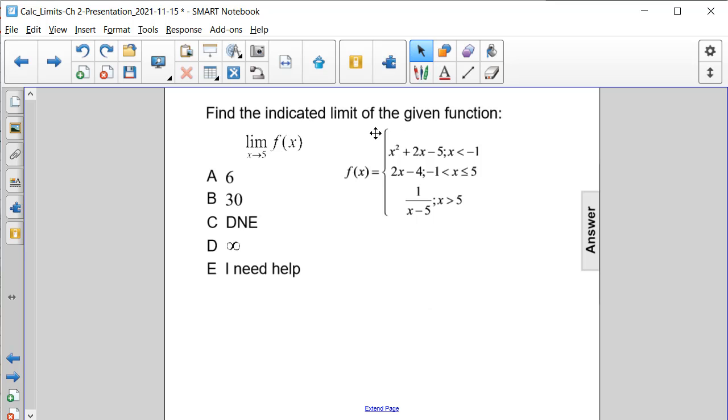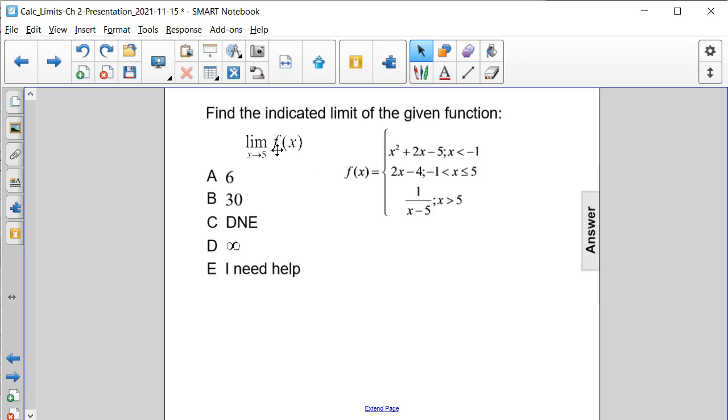Find the indicated limit of the given function. So we're finding the limit of f of x as x approaches 5, and our function is piecewise. It is x squared plus 2x minus 5 for x values that are less than -1, and it's 2x minus 4 for x values between -1 and +5, including +5. And for x values greater than 5, it will be 1 divided by the quantity x minus 5.